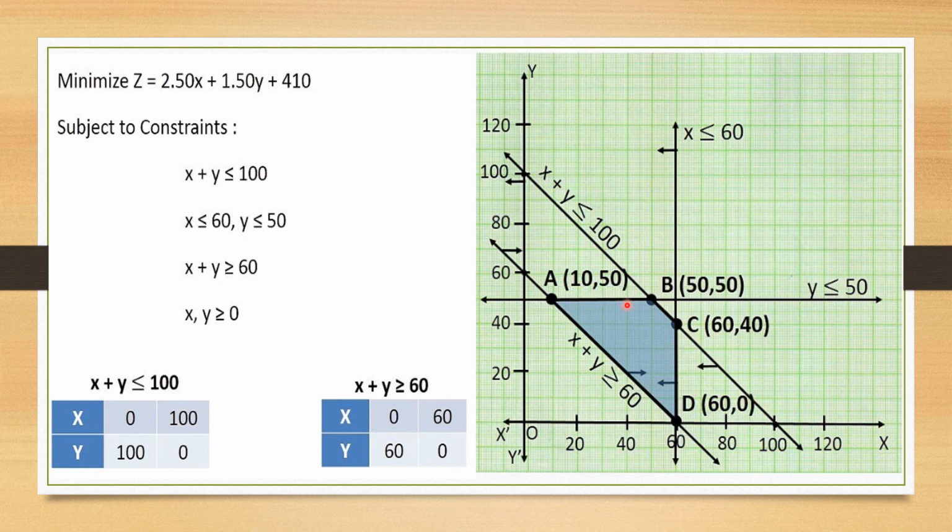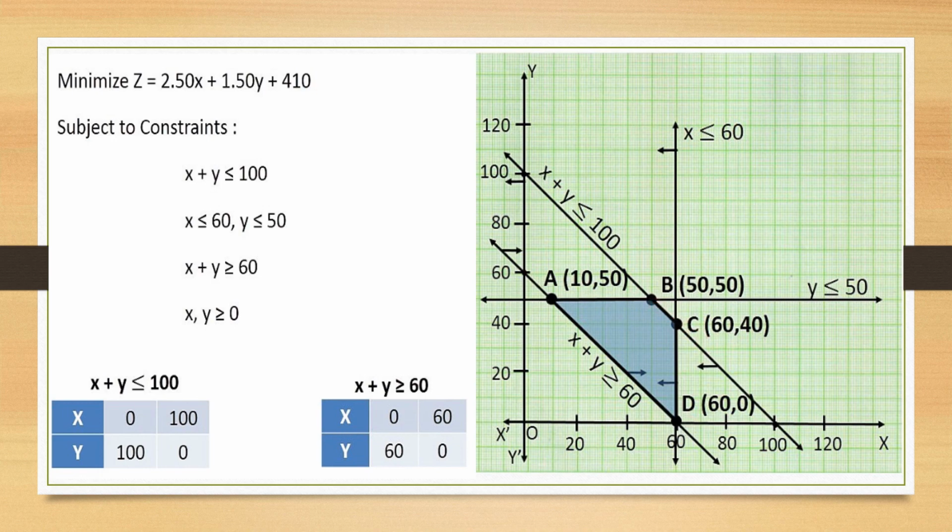And this is the common feasible region we are having, and transportation problems are bounded problems. Okay, because otherwise business is not possible if there are unbounded problems. So generally transportation problems are bounded ones. So what are the corner points? (10, 50), (50, 50), (60, 40) and (60, 0).